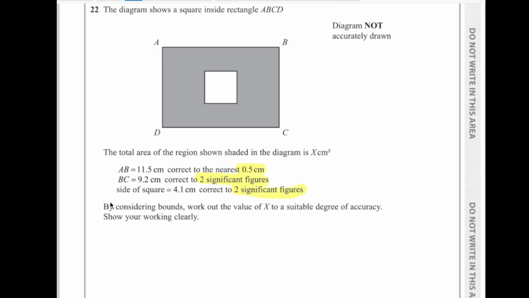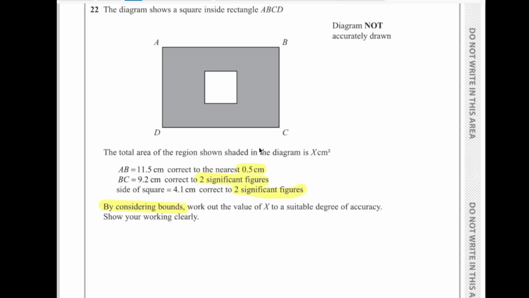By considering bounds, work out the value of x to a suitable degree of accuracy. Show your working clearly. Now we've been asked to work this out just by considering bounds. It means we are not asked to get the upper bound, we are not asked to get the lower bound. But when considering bounds, we need to consider both upper and lower bound for the region x.